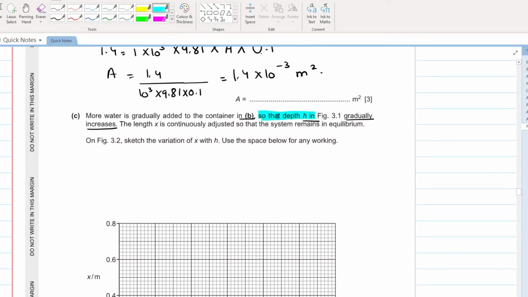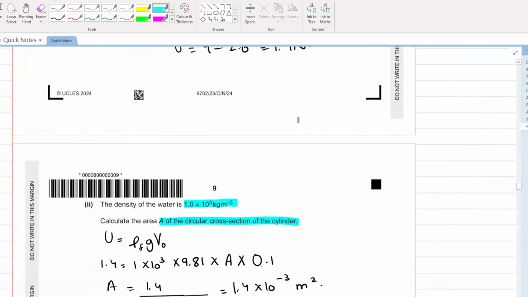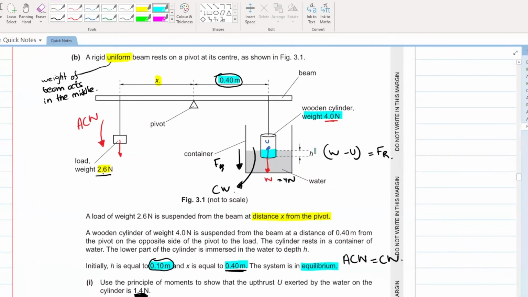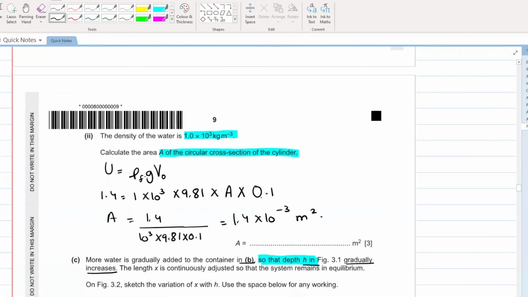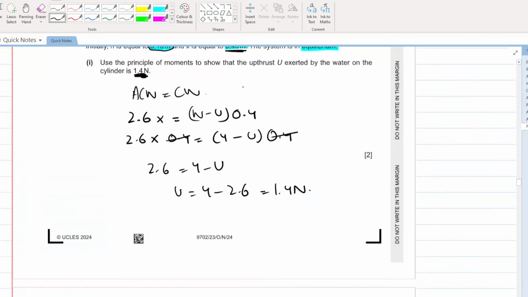So the depth h keeps on increasing. If this depth h keeps on increasing, what will happen? If you analyze the formula of upthrust, upthrust is equal to the density of fluid, gravitational field strength, into the volume of the object. If this h keeps on increasing, your upthrust will keep on increasing.